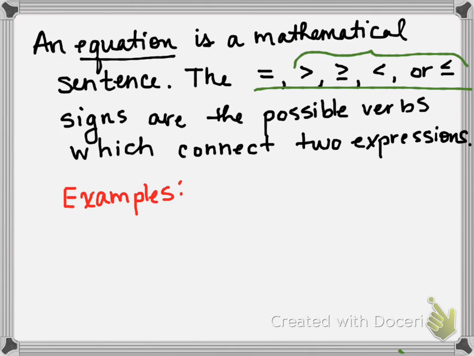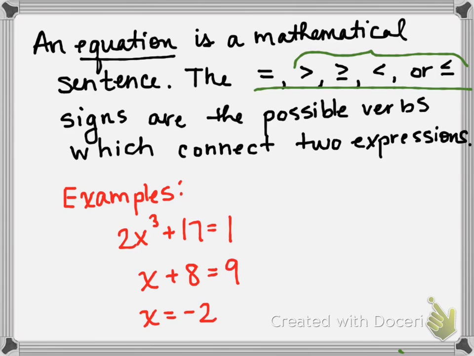So here are some examples. 2x cubed plus 17 equals 1. Our mathematical expressions that we are equating are 2x cubed plus 17 and the expression 1, and we want to say they're equal to each other. Or x plus 8 equals 9. x equals -2. Notice that some of these are a lot simpler than others. x equals -2, that's a very simple equation, whereas 2x cubed plus 17 equals 1 is more complicated. x plus 8 equals 9 is somewhere in the middle.